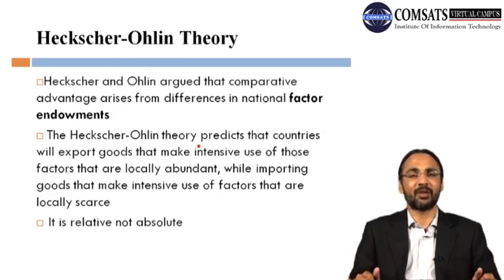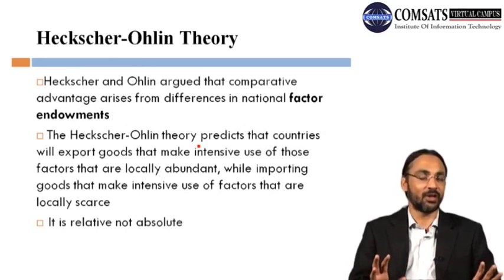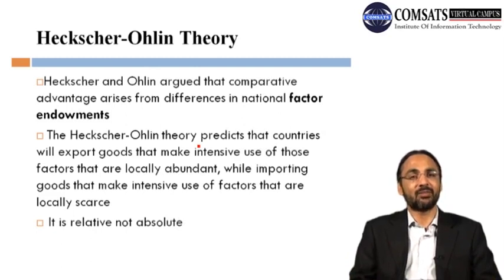This theory is saying a simple statement: each country is blessed with some resources, either natural resources or some advanced human capital or technological resources. They should only export those products where they have factor endowment, where they are blessed. And in those sectors where they are not blessed, they have to import the products. This is simple. Saudi is blessed with oil, so they have to export oil.